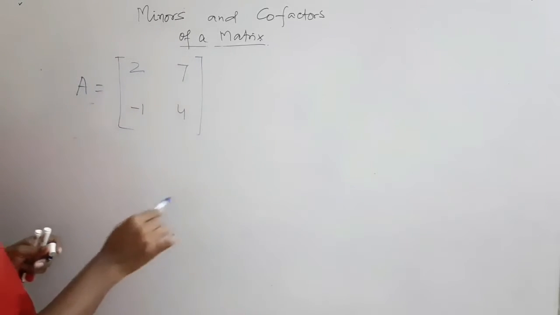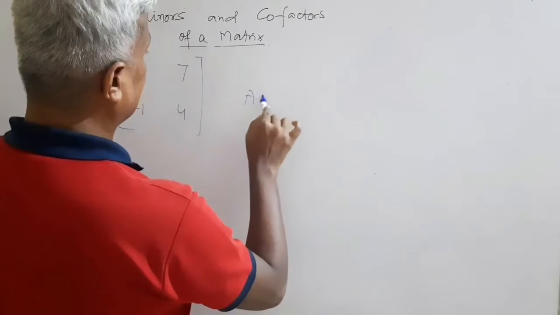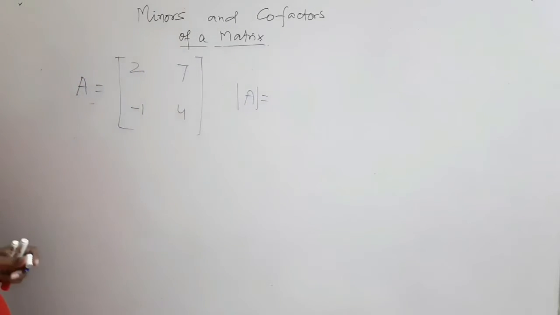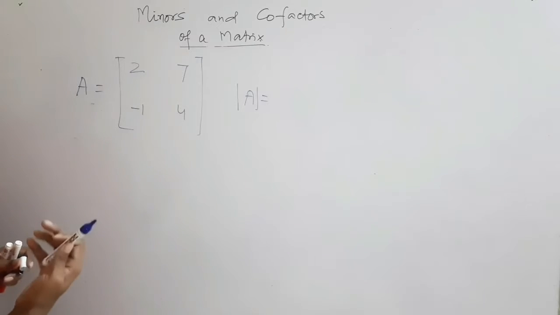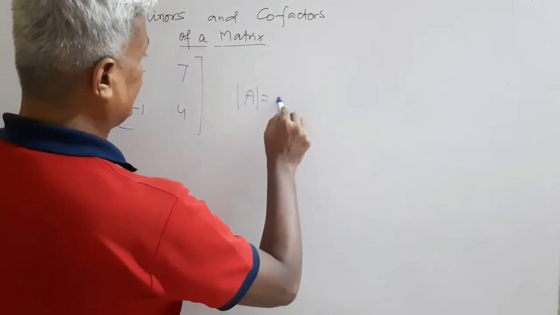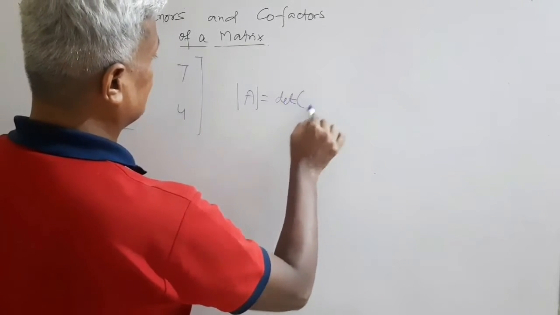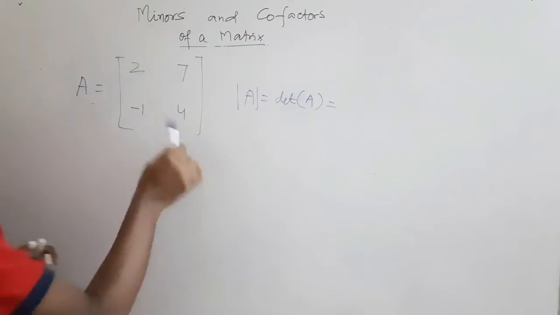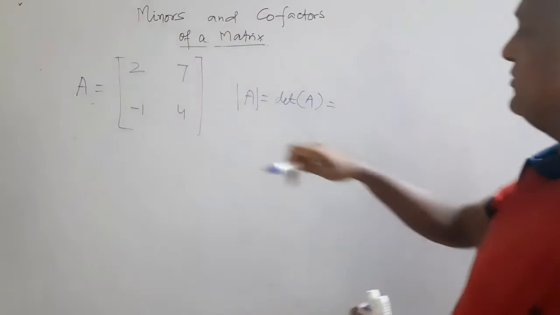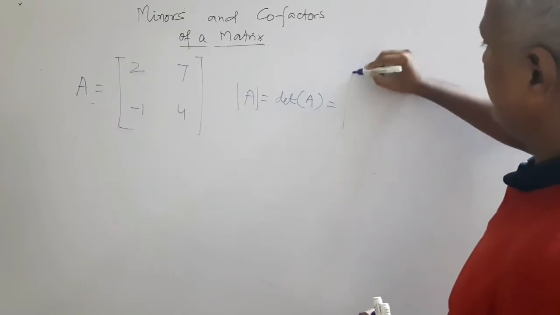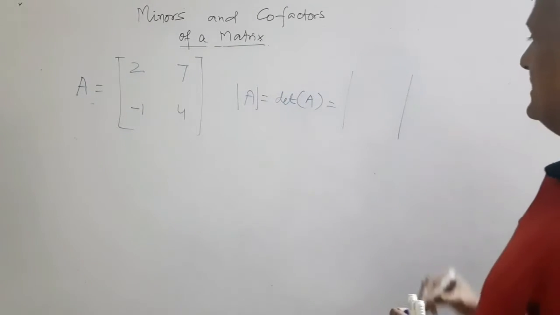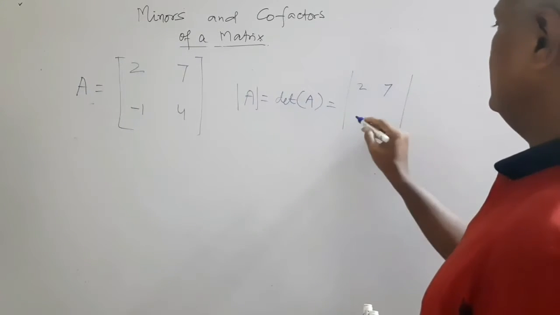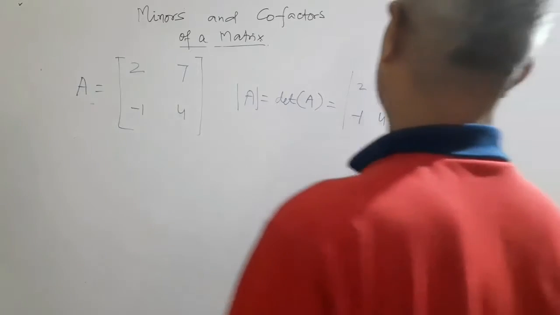So the determinant of this matrix we represent as |A| with parallel bars, or you can also write det A. There is no problem with that. If you represent this matrix as a determinant, you don't need brackets, only two parallel bars. And this is 2, 7, minus 1, 4.